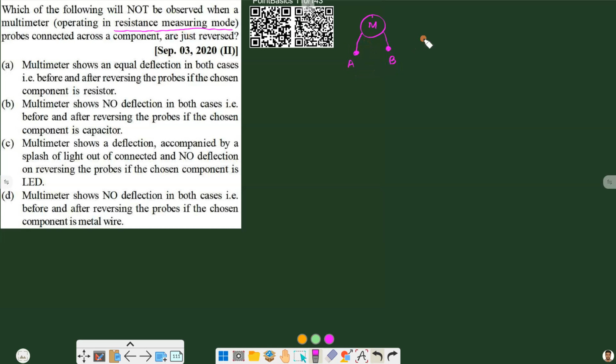So to measure the resistance, we know V is equal to IR from Ohm's law, and from this R is equal to V by I. So when you connect some component between A and B, there must be some potential and some current flowing from A to B or B to A, and using only these values V and I, it will calculate some value of resistance, and then it will display on its scale or its digital display the value of the resistance.